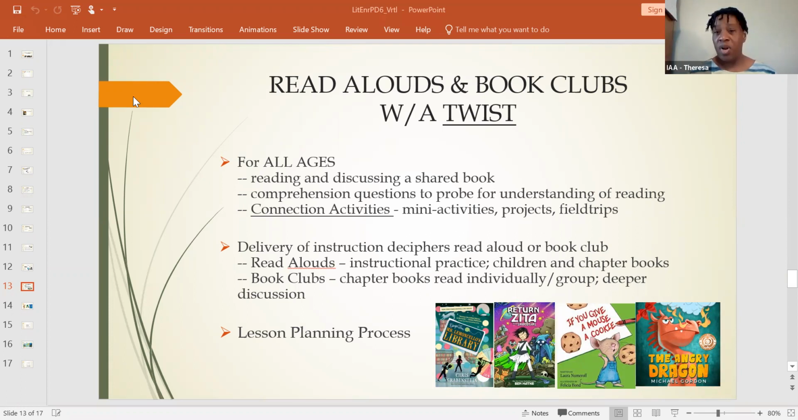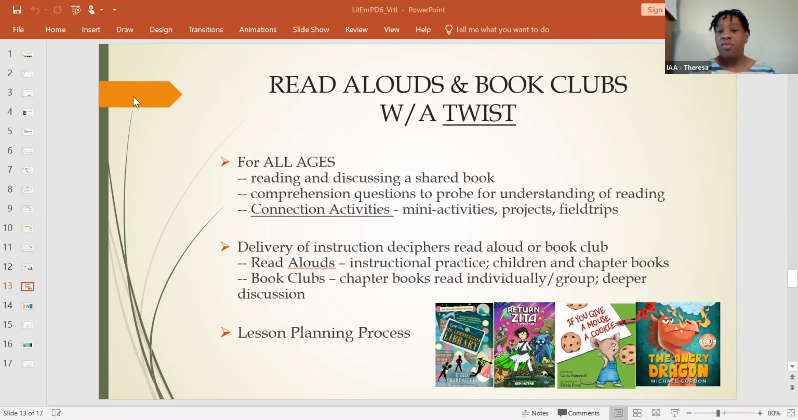In the process of the reader, you may also get to a point in the story where you say, well, what do you think is going to happen? Oh my, this is interesting. Oh, I've got to keep reading. Okay. So that's the instructional practice piece with the read aloud, and it's intentional.